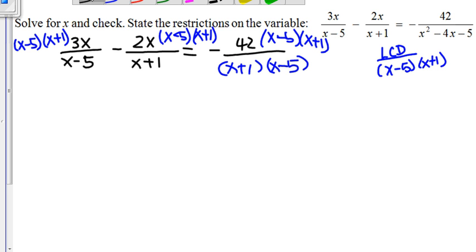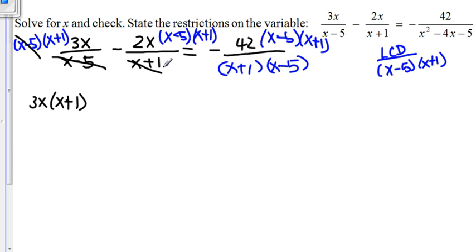Now the good thing is we can cancel the denominator: x minus 5 and x minus 5 cancel, so we get 3x times x plus 1. Now x plus 1 cancels with x plus 1, so we get minus 2x times x minus 5. It's equal to, with x plus 1 and x minus 5 cancelled, negative 42.